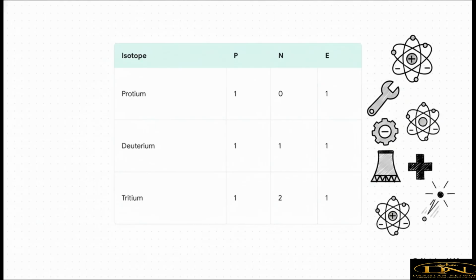If you look closely, notice how the proton and electron count stays at a constant 1 across the board. But look at the neutrons. They step up. 0 for protium, 1 for deuterium, and 2 for tritium. Deuterium, which is often called heavy hydrogen, is heavily used in scientific research and nuclear reactors. And tritium, with its 2 extra neutrons, is actually radioactive and used in various medical applications.